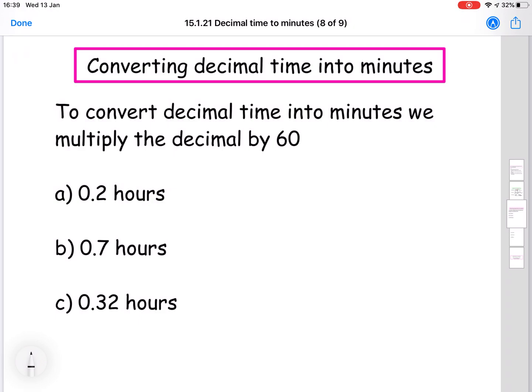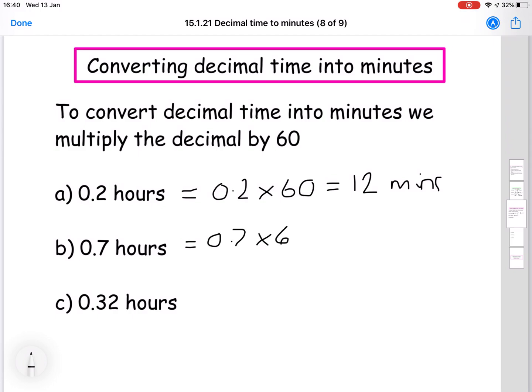So we've seen here now that the rule is going to be multiplying the decimal by 60 to change from a decimal into minutes. Let's do the working. You need your calculator for this. So 0.2 hours, we would do 0.2 times 60, and that's going to give you 12 minutes. Same with the next one, 0.7. So 0.7 times 60, that's going to give you 42 minutes.